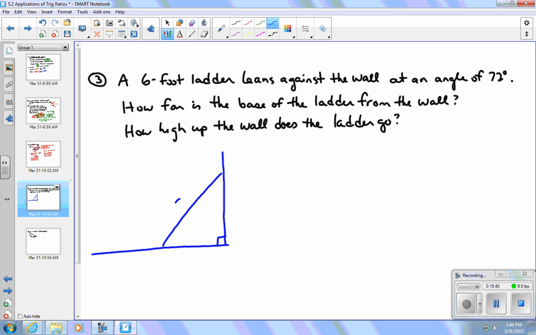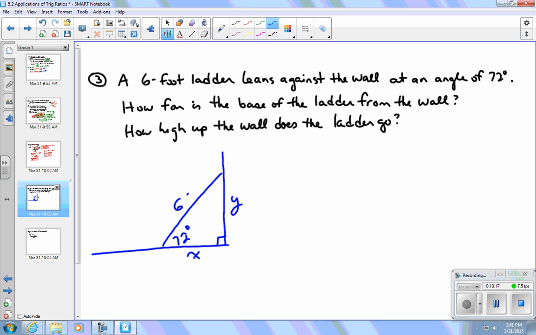Okay, so the ladder is 6 feet long. It's at an angle of 72 degrees with the ground. And we want to find the distance of the base of the ladder from the wall. So that's this distance across here. And we want to find out how far up the wall it goes. Okay, so let's take a look at our trig ratios again. And you might want to just try this on your own and see if you can figure it out. So press pause and then see if yours matches. Okay?